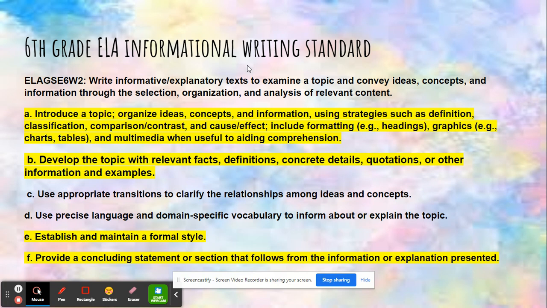For those students with IEPs, that's where my co-teacher would come in. She can provide them with word banks. She can just provide them with extra instruction or even charts and graphs, things for them to follow. Establish and maintain a formal style. That's when we all go in and we look at how we are writing, what are some things that we can fix. And then we all go teach providing a concluding statement. So we teach specifically just conclusions.